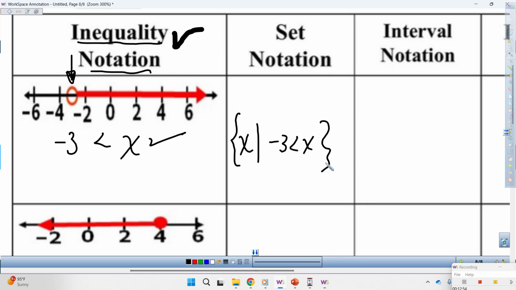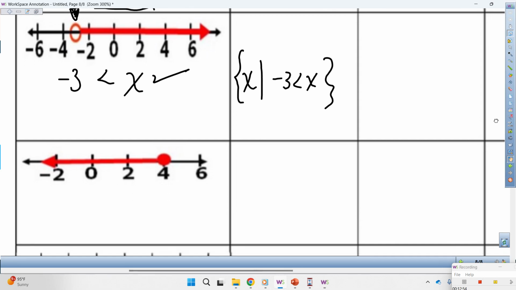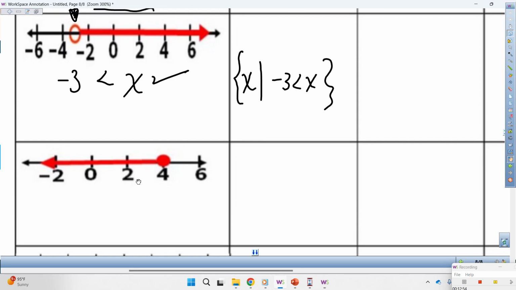How are we doing? Pretty good? All right. Let's do the second one together. Here we go. I'm going to give you a head start for this one. Write your inequality and write your set notation. All right, let's see what you got.